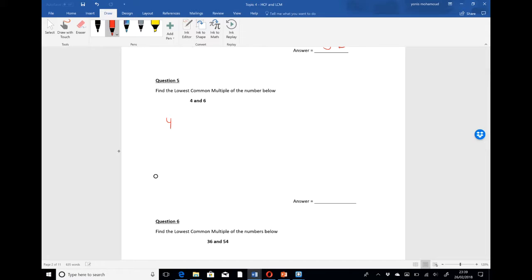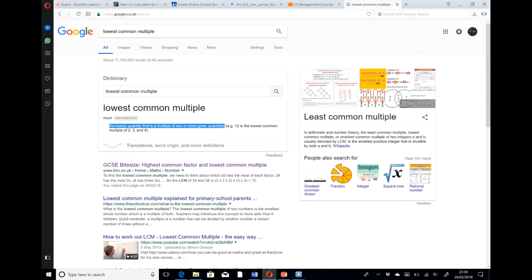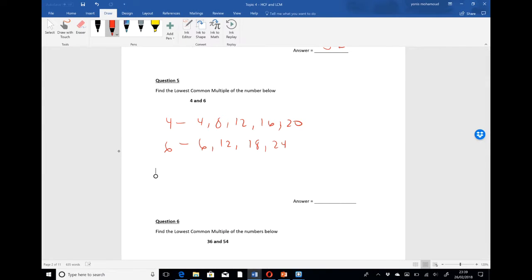So I'm going to write down 4 and 6, and I want to find the multiples of those two numbers. The multiples of 4 are 4, 8, 12, 16, 20, and I want to do the same thing for 6. So the multiples of 6 are 6, 12, 18, 24. What is the lowest quantity that is a multiple of those two quantities? The lowest number that is in common on both sides is 12. So the LCM is equal to 12.